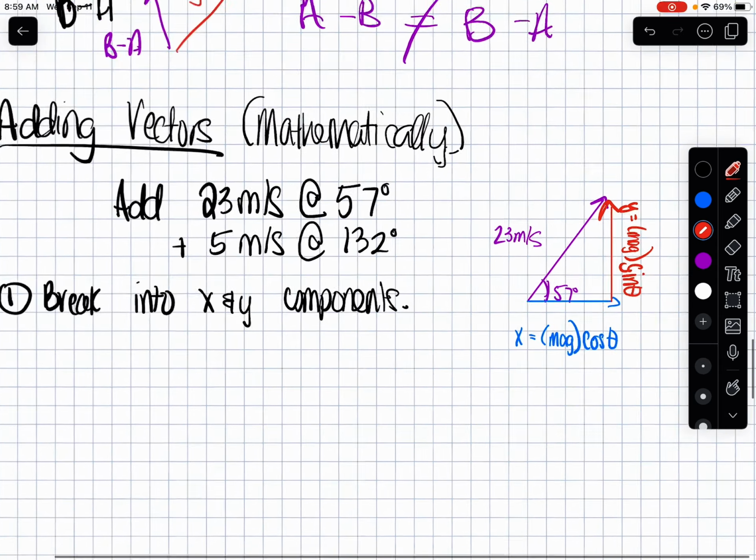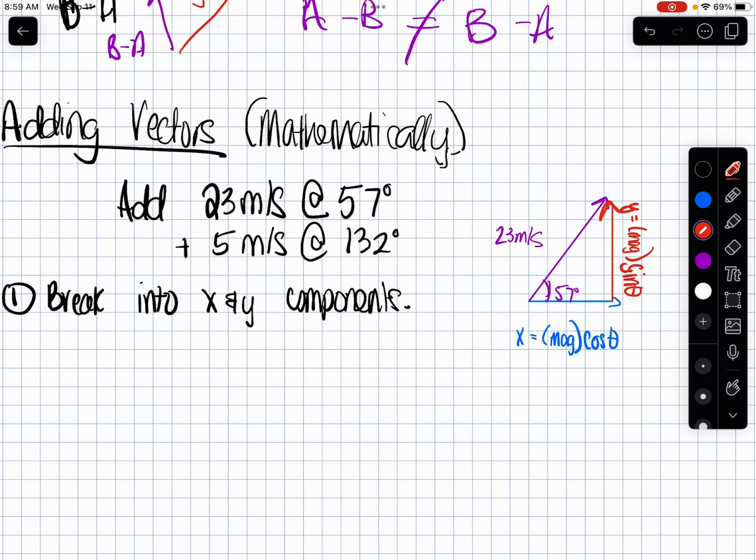So for both of these vectors, I want you to pause this video. Find the x component and the y component of each. So we can pause and figure those out.